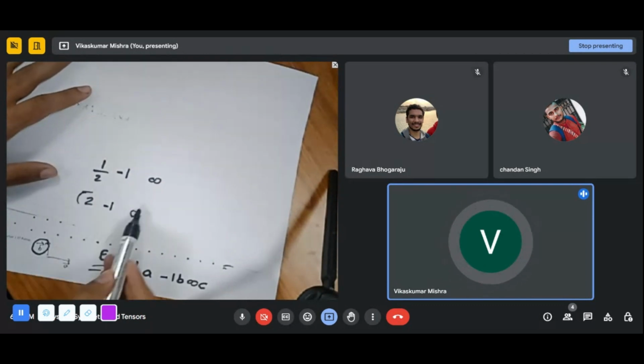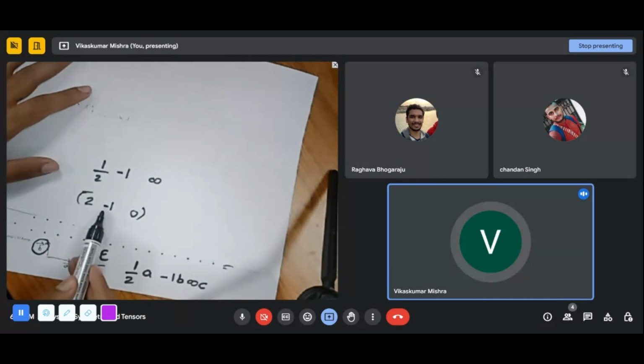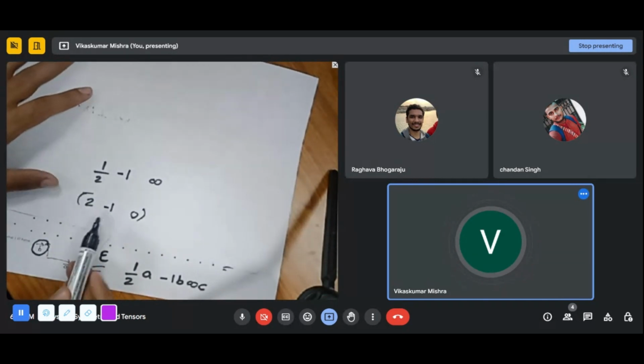Okay, so this is what we got. We don't usually write minus when we represent Miller indices. We'll write it in terms of a bar: 2, 1 bar, 0.